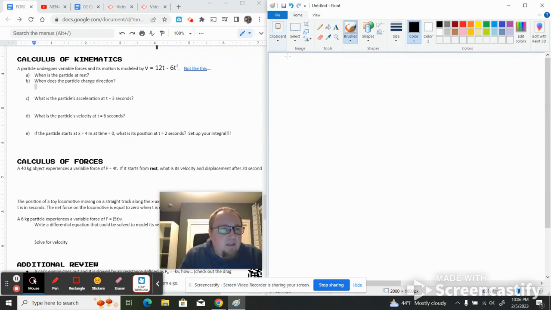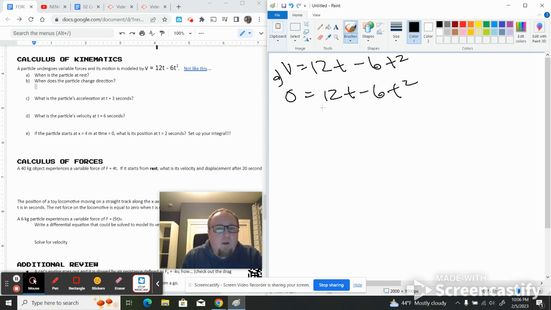So we've got a particle that undergoes variable forces. So they end up with 12t minus 6t squared. The first question is, when is the particle at rest? Well, part A is going to happen whenever the velocity is 0. So what I want you to do whenever you do this is factor out common factors. So I'd end up with 6t times (2 minus t).